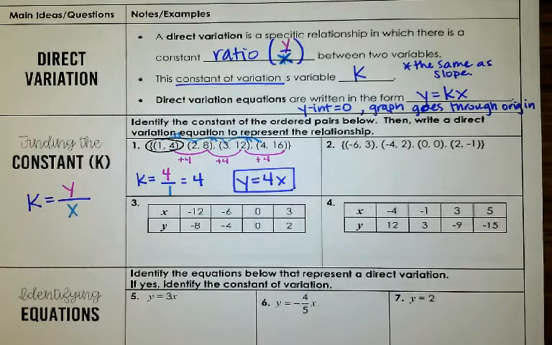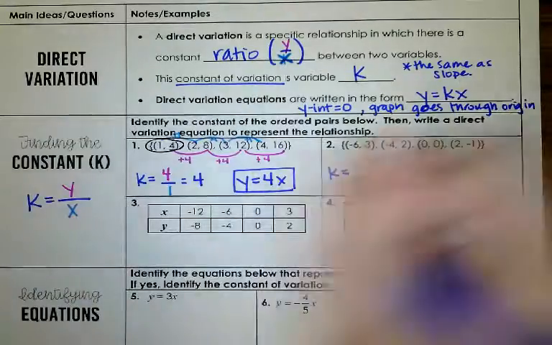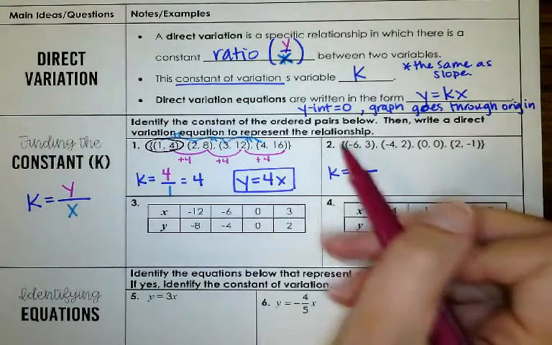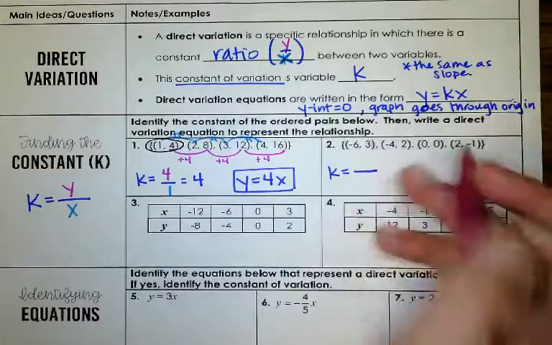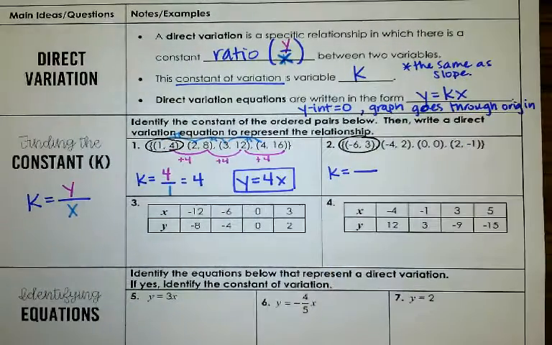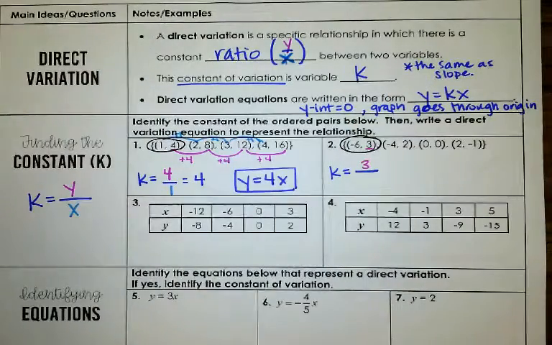Okay? The same is true for number 2 here. Okay? Now, I'm not going to go and show you all the different things, but let's see here. If we're going to say k is equal to y over x, well, let's pick, are you guys cool if I just pick this first point right here? Okay, so we're going to pick this first point. So my y is 3. What is my x?